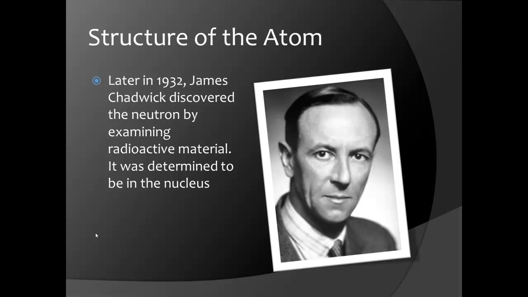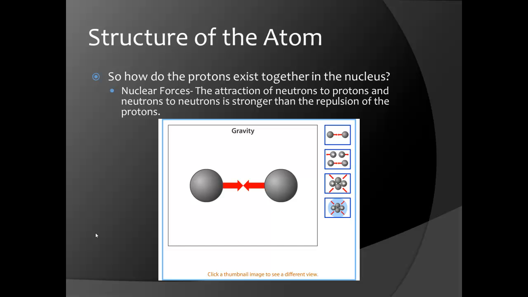But if you've got protons near each other in the nucleus, how is it that they can even exist? Well, that's all because of nuclear forces. The attraction of neutrons to protons and neutrons to neutrons is stronger than the repulsion of the protons. And so therefore, they are able to hold each other together within the nucleus. Now, they have to be in a certain ratio in order for that to happen. So that's the key. And we're going to discuss this later on.